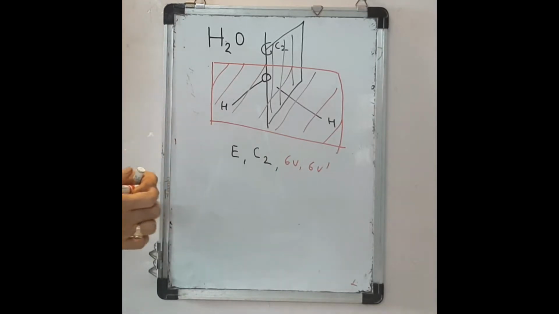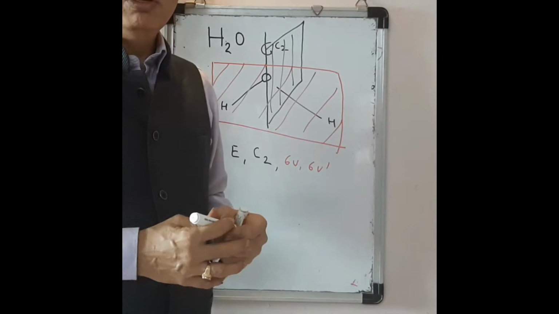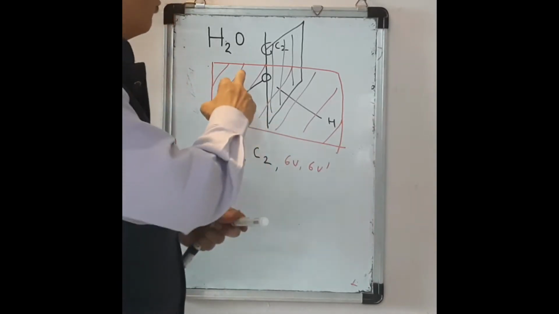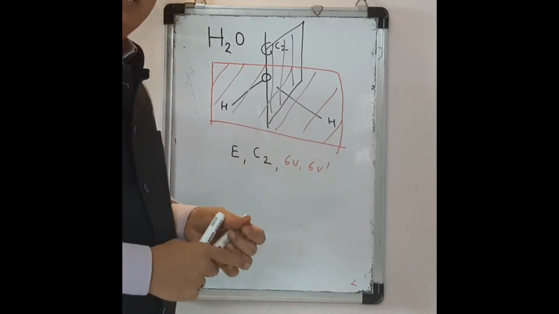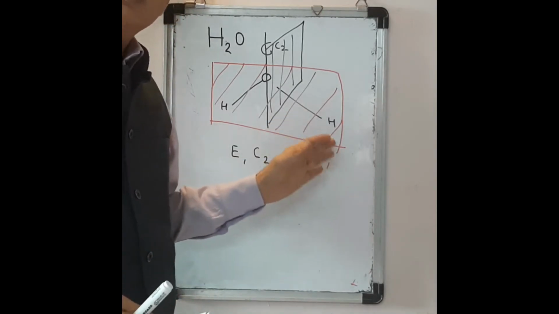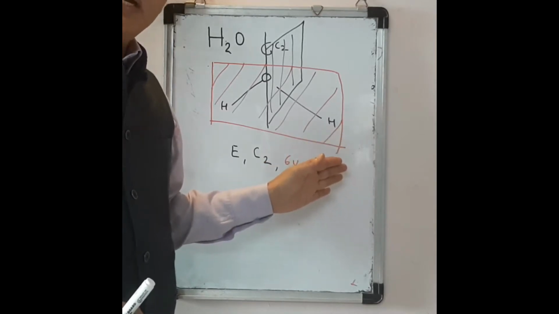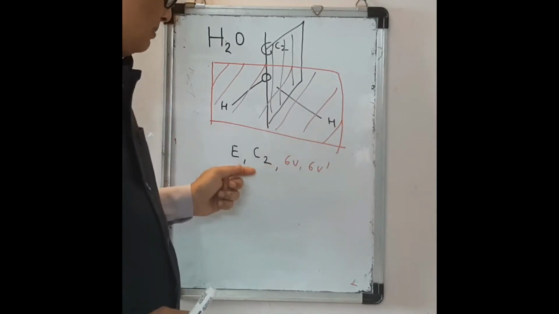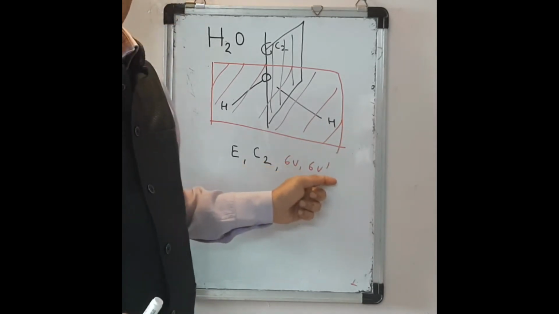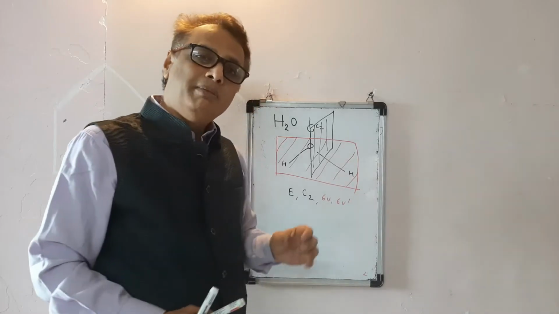So for all the molecules, we have to find out the symmetry elements possessed by them. Here we have found them out for the water molecule. Water contains E, C2, sigma V and sigma V dash. It doesn't contain a center of symmetry. It doesn't contain a horizontal plane of symmetry. It doesn't contain a dihedral plane of symmetry or an improper rotation axis. So it contains only the symmetry elements E, C2 and 2 sigma V. Now let us find out the symmetry elements possessed by the BF3 molecule.